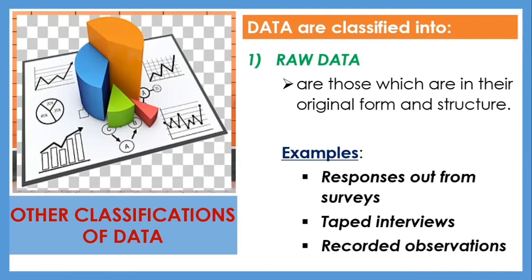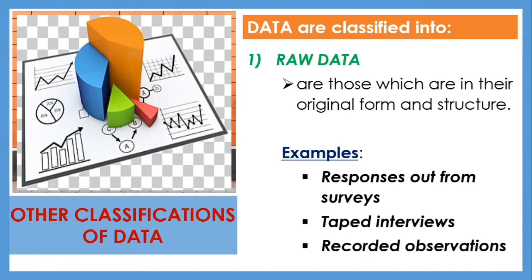If we say they are in original form or structure, they are actually not arranged yet. They are not arranged into some sort of an array, okay? These are raw data which are in original form or structure. Examples: responses from surveys. So these are raw data. Taped interviews, recorded observations, and a lot more.